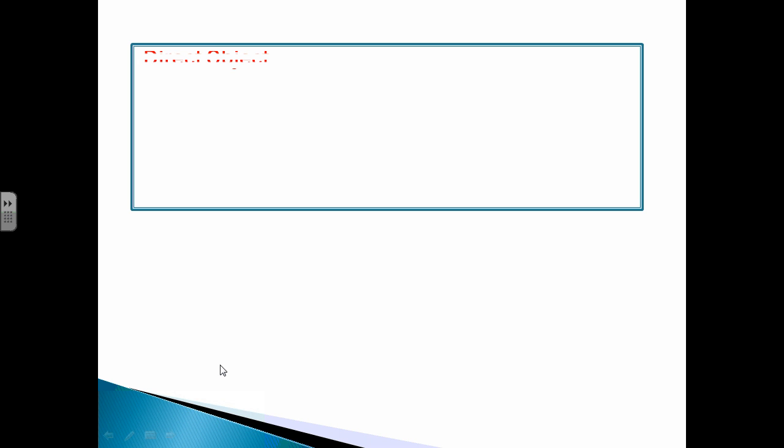Ok, hoy vamos a repasar los complementos directos e indirectos y los dos juntos. So we're going to review direct objects and direct object pronouns, indirect objects and indirect object pronouns, and put them all together. So make sure you have your note sheet out.